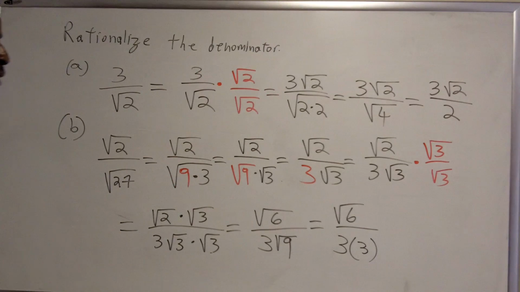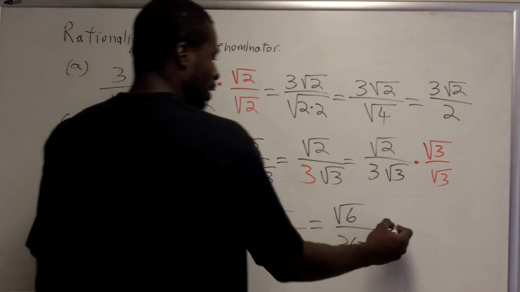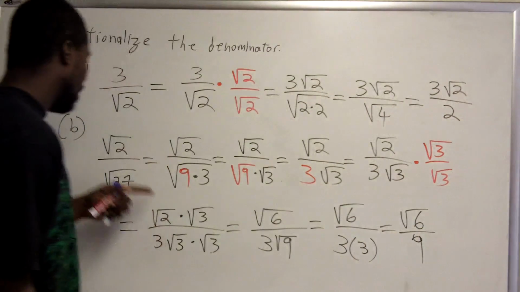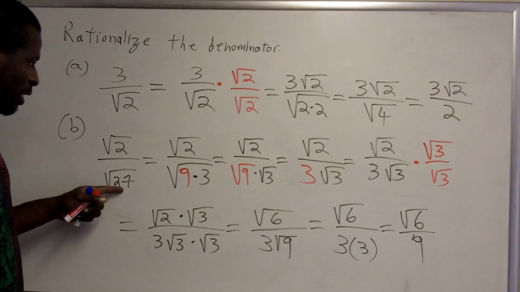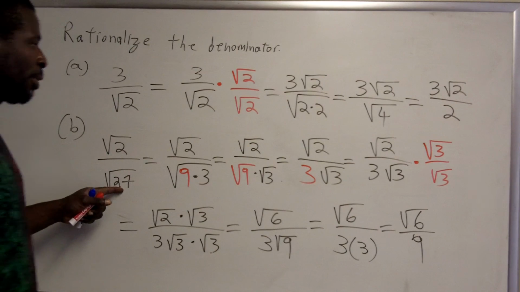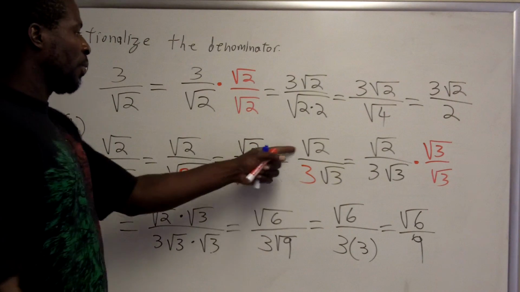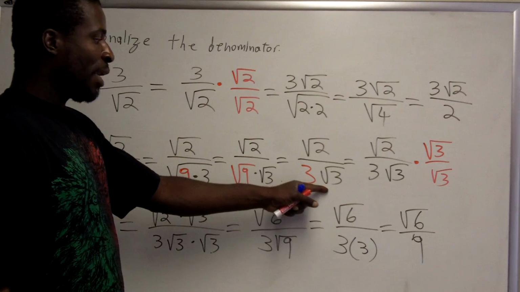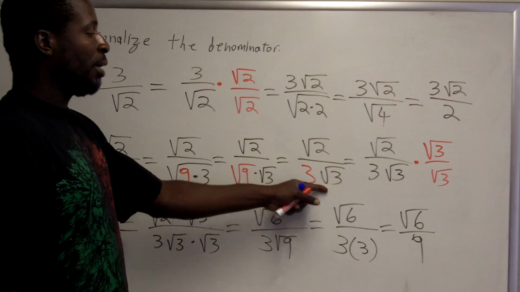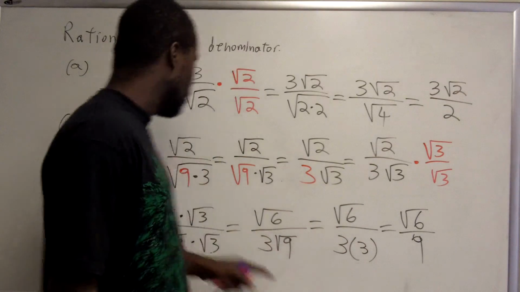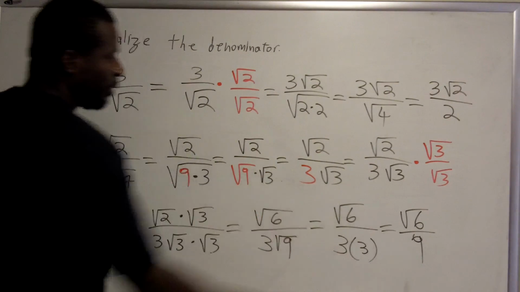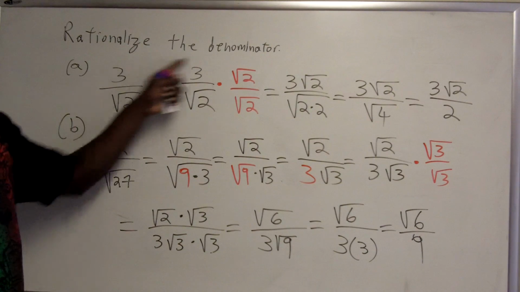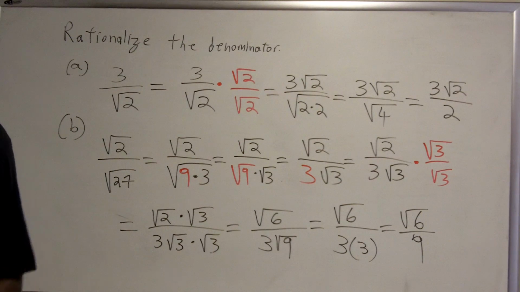So the denominator is really just 3 times 3, and the final answer turns out to be the square root of 6 over 9. So it turns out that the square root of 2 over the square root of 27 is the same number as the square root of 2 over 3 square roots of 3, but that number, when you write it with a rational denominator, is the square root of 6 over 9. So this number is also equal to that number, and that one has a rational denominator. So that's how you're going to rationalize the denominator of the fractions that you're given.